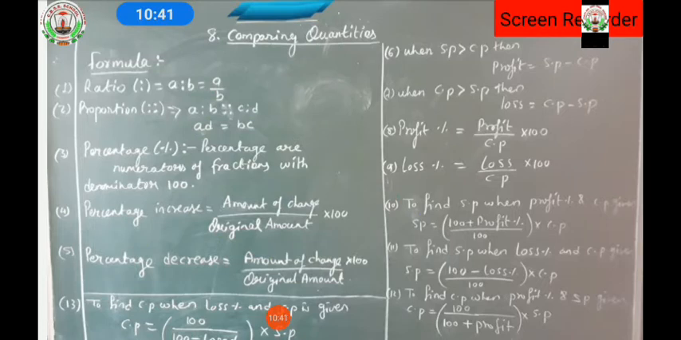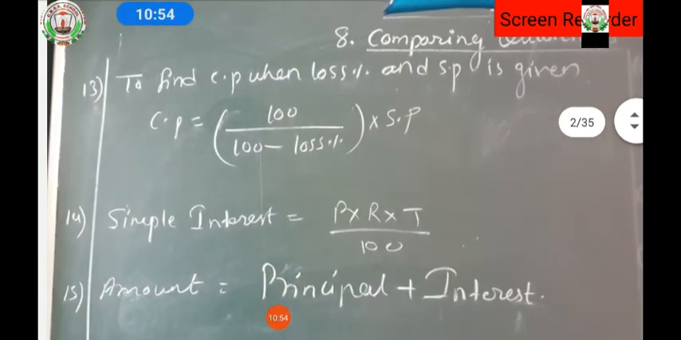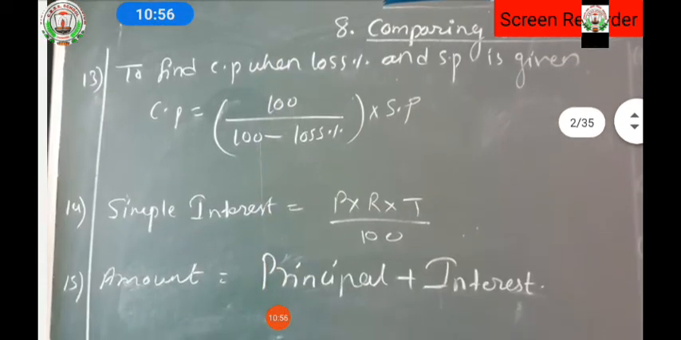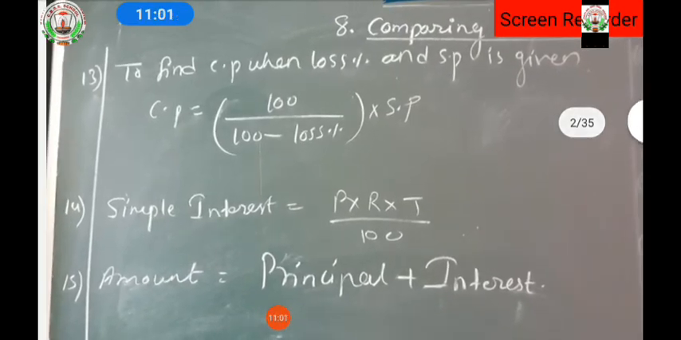So dear students, with the help of the formula for selling price, you can generate the formula for the cost price also. Clear everyone? Next, moving toward the next formula, that is formula 13, to find CP when loss percent and SP is given. So CP is equals to 100 upon 100 minus loss percent into SP. This is the formula we are having.